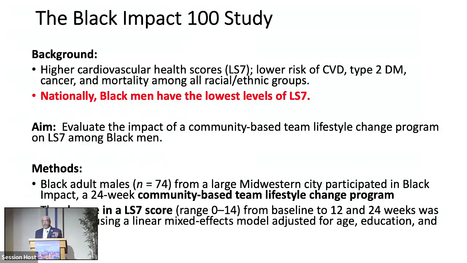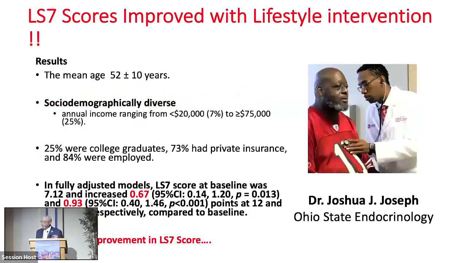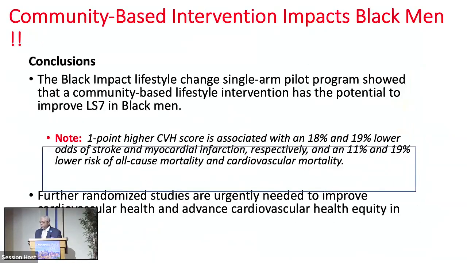They assessed them at 12 weeks and assessed them again at 24 weeks. And what did they find? The punchline is they increased the score by 0.67 at 12 weeks and 0.93 at 24 weeks. You say, wow, what's the big deal? I read that and said, well, what's up with that? Well, hold on. That's almost a 1 point improvement in your Life's Simple 7 score.